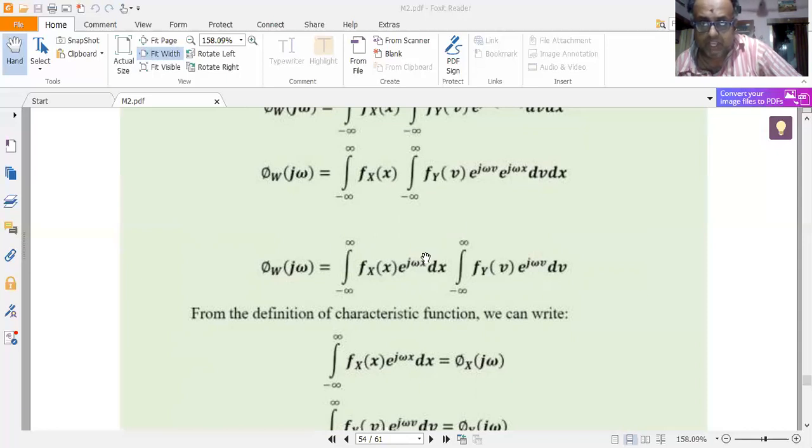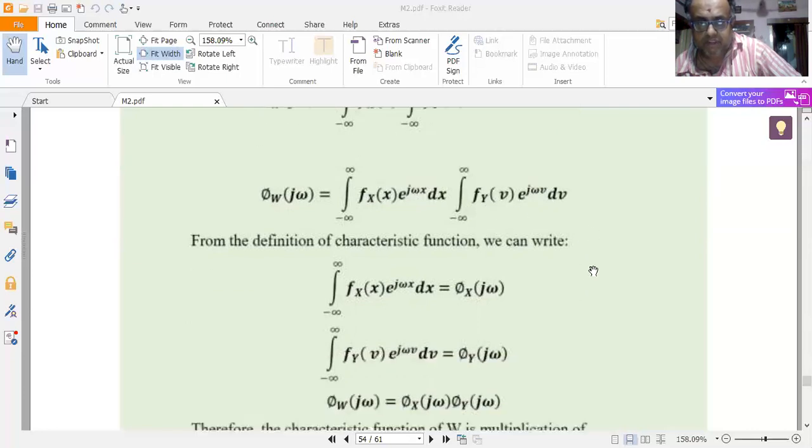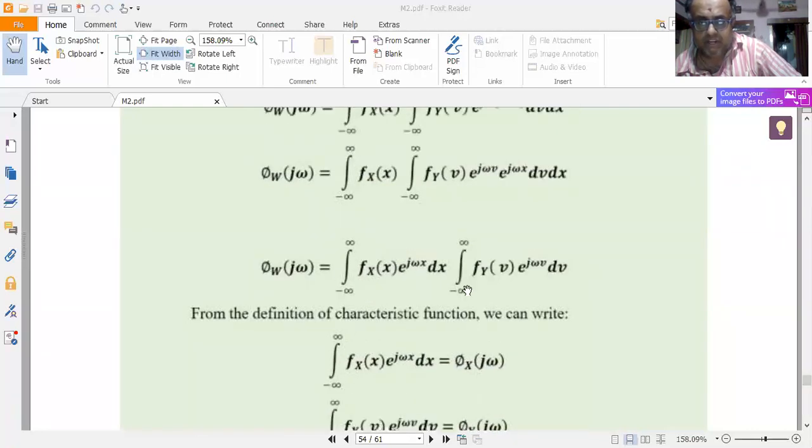So that's what I am doing here. E to the power of j omega x into dx I have brought outside. So this becomes integral minus infinity to plus infinity fx of x into e to the power of j omega x dx into integral minus infinity to plus infinity fy of v e to the power of j omega v dv. But what are the definitions of this?